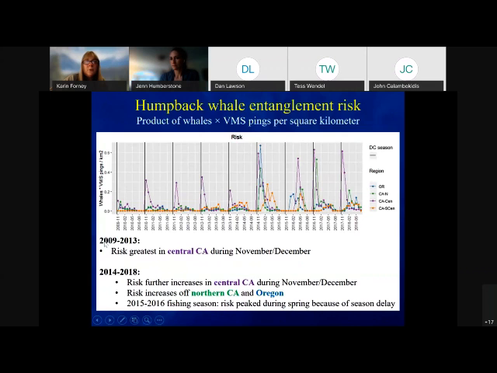From 2009 to 2013, on the left side of the panel, we see that the peak risk occurred in Central California, that purple line, and that was generally in the November-December time periods. If we look at 2014 through 2018, Central California is still mostly the highest, but the overall risk has increased dramatically, almost doubled in that later time period.